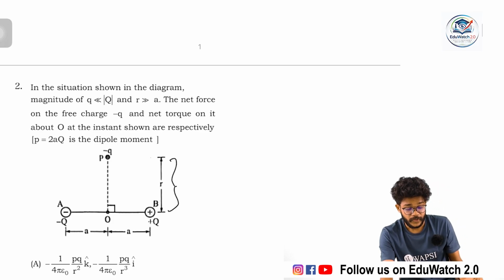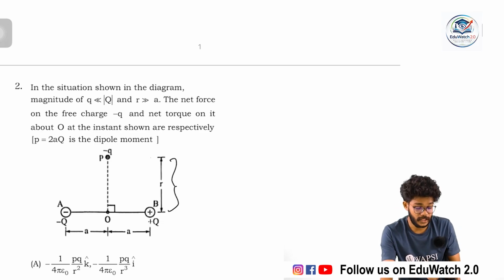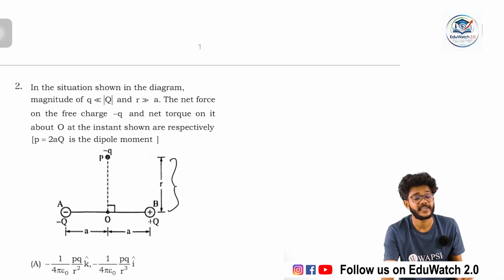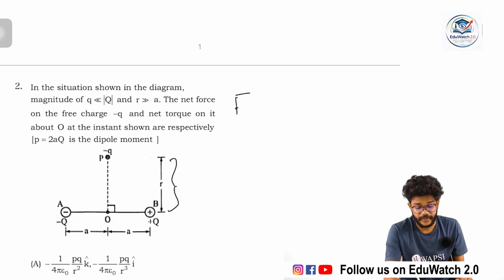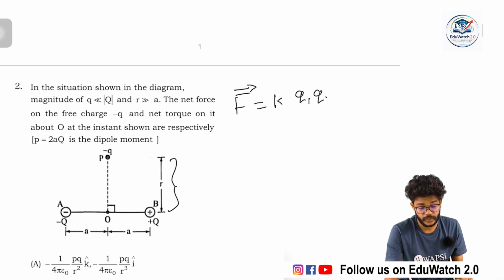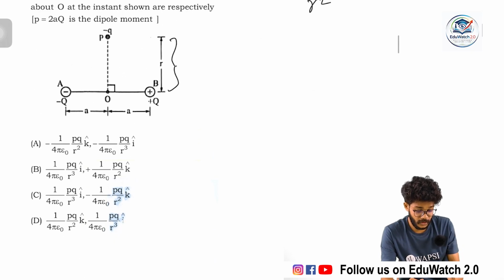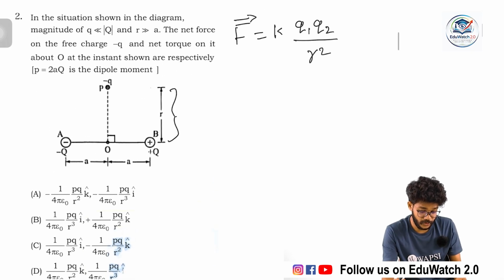So we need to calculate the net force and torque on the minus q. So what is force in here? What is force in electrostatics? We know that force has direction, so vector F is equal to K Q1 Q2 by R square. All the terms can be in R cube also. In case of a dipole, there is a chance to be in R cube, so don't worry about that.